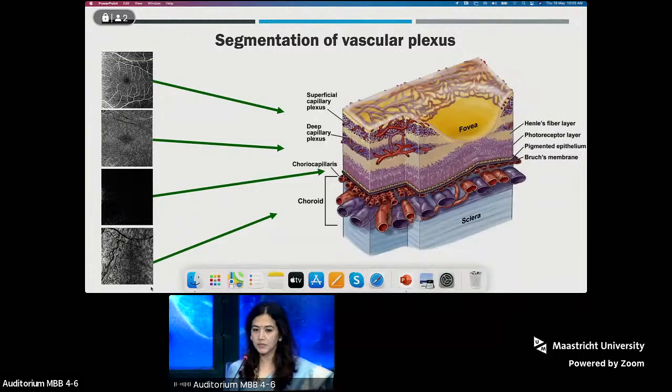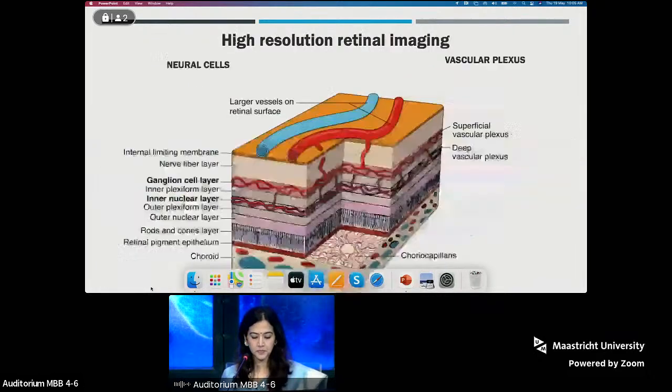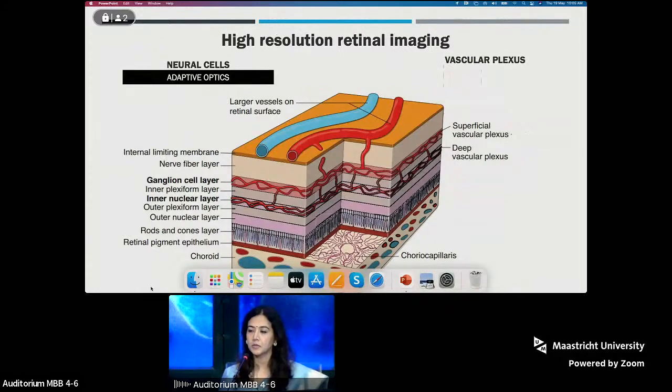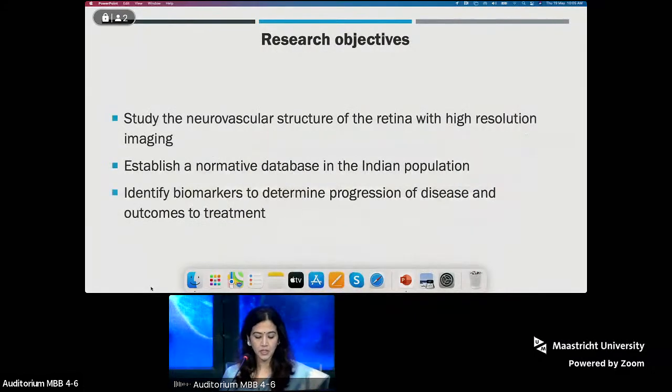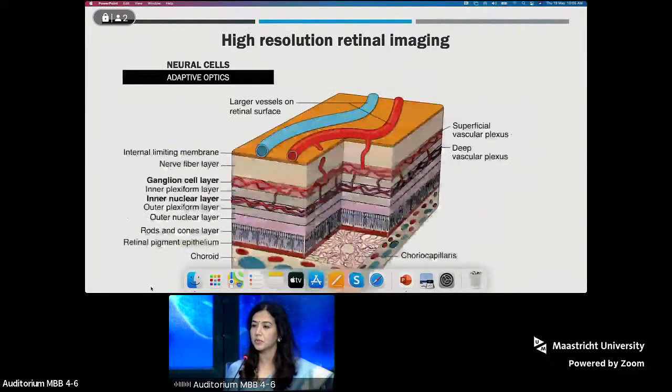So you get a segmented view, whereas the fundus fluorescein angiography was just two-dimensional imaging. My thesis involves both the neural evaluation of the retina by using adaptive optics and the vascular evaluation by using optical coherence tomography angiography. The research objectives were to study the neurovascular structure of the retina with high resolution imaging, establish a normative database, and identify biomarkers to determine progression of disease and the outcomes of various treatments.